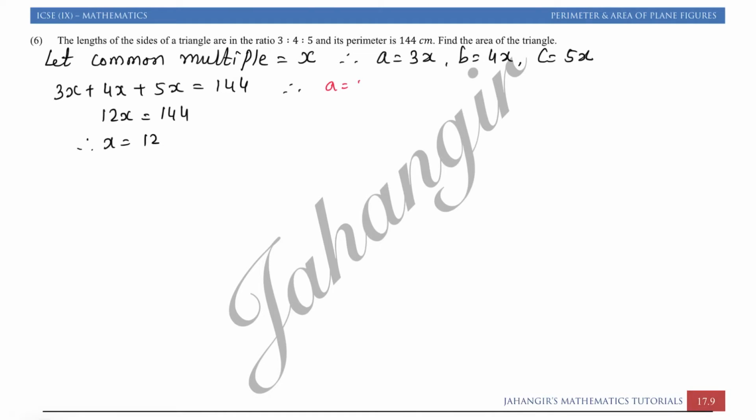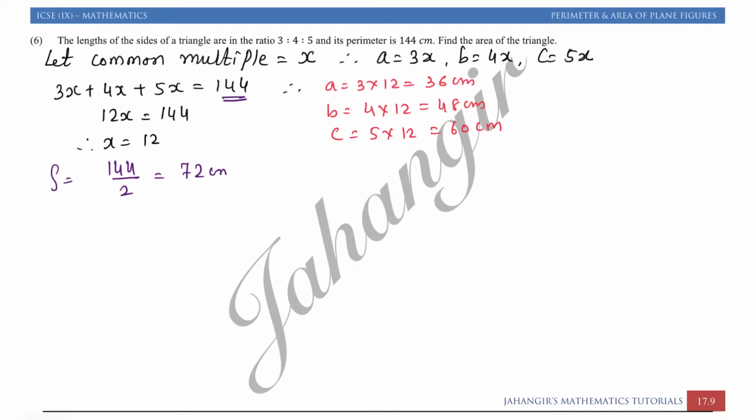Therefore a is equal to 3 into 12, that is 36 centimeter. b is equal to 4 into 12, that is 48 centimeter, and c is 5 into 12, that is 60 centimeter. Now we need the semi-perimeter, so we can find semi-perimeter S, that is the total perimeter, a plus b plus c, which will give you 144. We already know the perimeter is 144, upon 2, that is 72 centimeter. If you want, you can just add up all sides also.